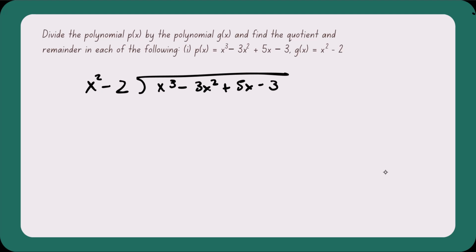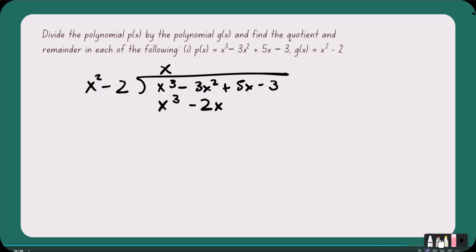Here the order is correct. The order is based on the powers, right? So no problem here. So we need to get x cube. So I'll multiply with x first. So x square into x will become x cube. X into minus 2 will become minus 2x. So should I write it here? No, I should not be writing here. Where should I write? I should be writing below 5x, right? Below 5x. So I'll write minus 2x. Perfect.